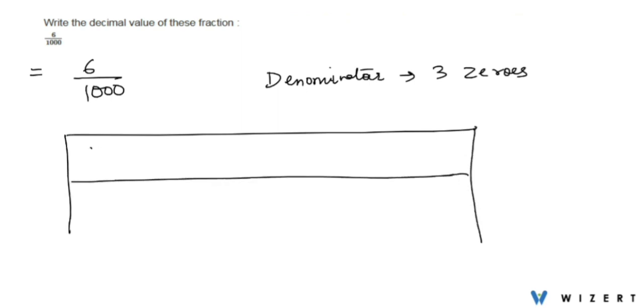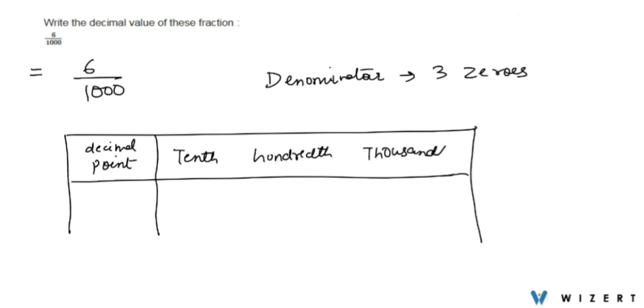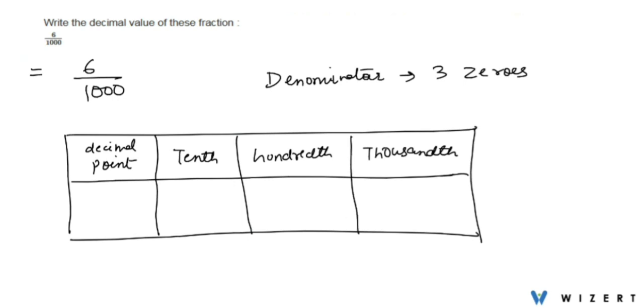So first of all we will write a decimal point, then we can see that it has 3 zeros in the denominator. So we will write 10th, then 100th and then thousands place. Now let us fill the numbers. So decimal point is represented by point. Now there is 6 in the numerator, so that will come in the thousands place here because there are 3 zeros in the denominator and the rest will be filled with 0.